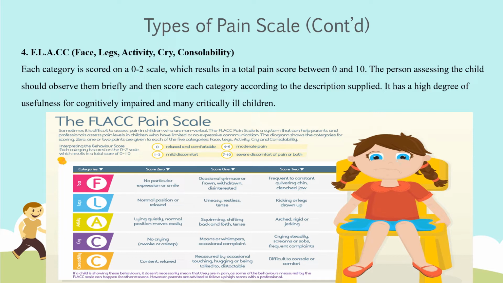FLACC, which is face, legs, activity, cry, consolability. Each category is scored on a 0 to 2 scale, which results in a total pain score between 0 and 10. The person assessing the child should observe them briefly and then score each category according to the description supplied. It has a high degree of usefulness for cognitively impaired and many critically ill children.